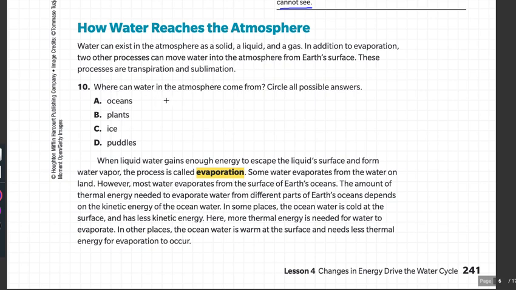Where can water in the atmosphere come from? It can come from all of these. So it would evaporate into the atmosphere. It could evaporate from oceans. It could evaporate from plants. It could evaporate from puddles. You might think it might not evaporate from ice, but ice does evaporate directly.